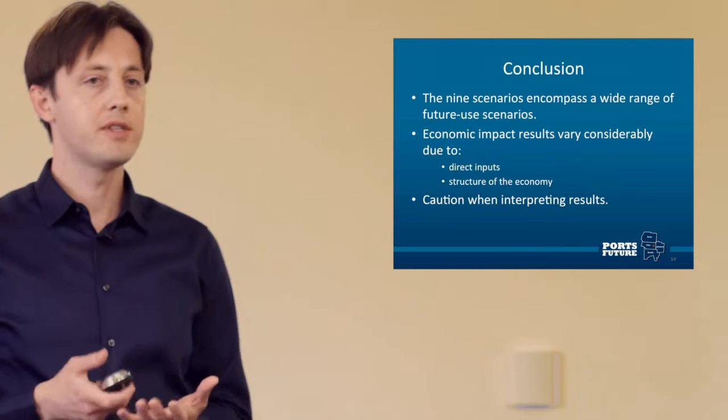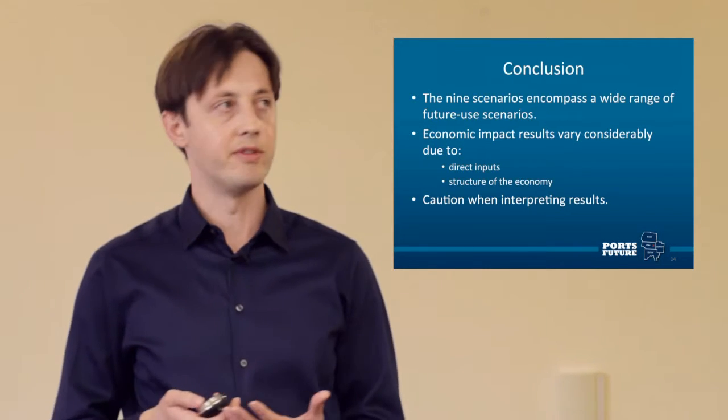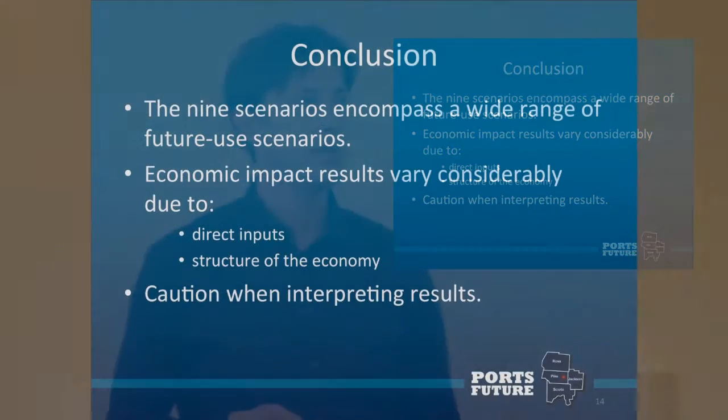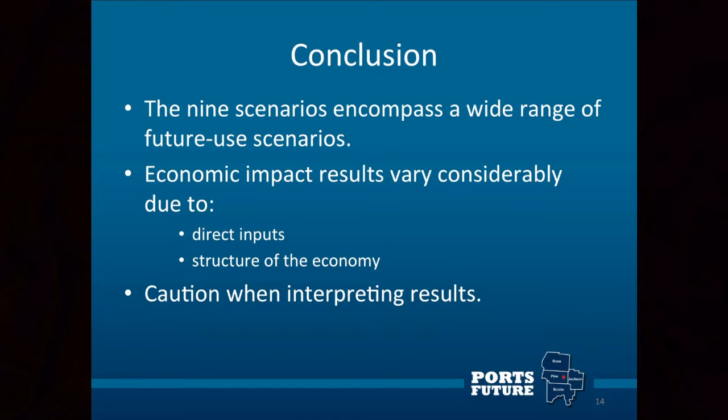So as you saw, all these nine scenarios include a very wide range of activities. They're very different from each other. So economic results and economic impacts obviously vary considerably, in part due to direct inputs, the way we quantify those scenarios, and in part it has to do with the structure of the economy, those connections and linkages between different sectors. So we have to be very cautious when we're interpreting these results. Our job was to make sure we present fair and unbiased results, but nevertheless the public in general has to be very careful when interpreting these results.